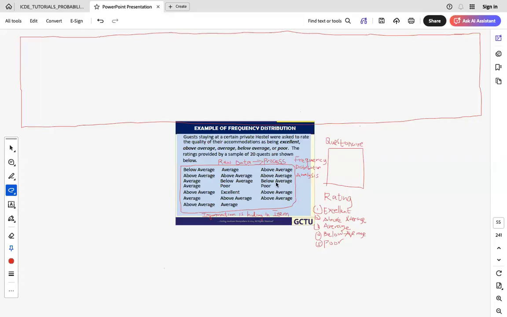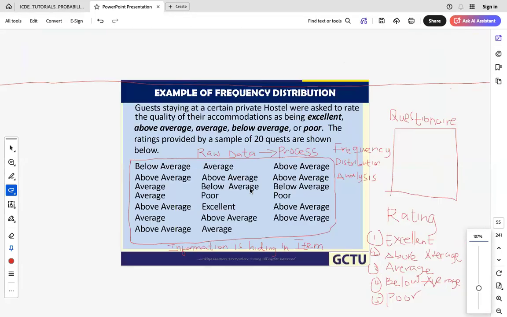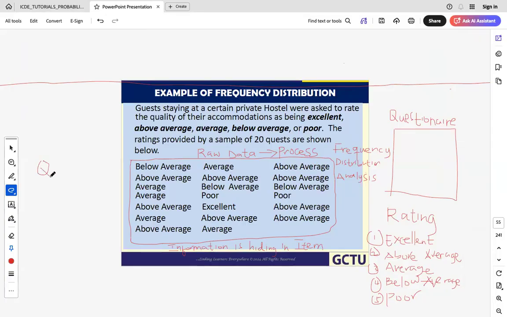Now, any data that does not come with numbers, but are written in words like this, we have a name for such a data. And such a data, we call it a qualitative data.